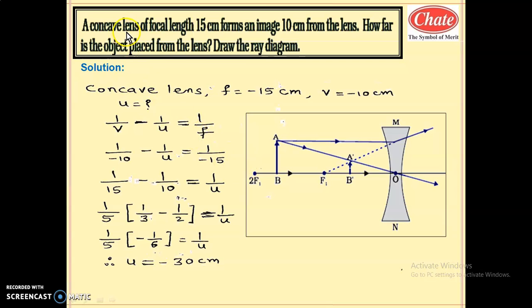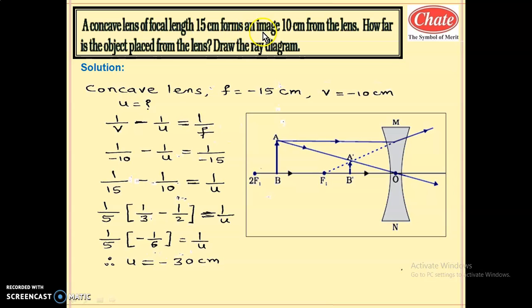Now a concave lens, let us study the next problem. A concave lens of focal length 15 centimeter. So let us consider a concave lens. For the concave lens, focal length is always negative. For convex lens, the focal length is positive. For concave lens, the focal length is negative. It means here F equal to minus 15 centimeter.